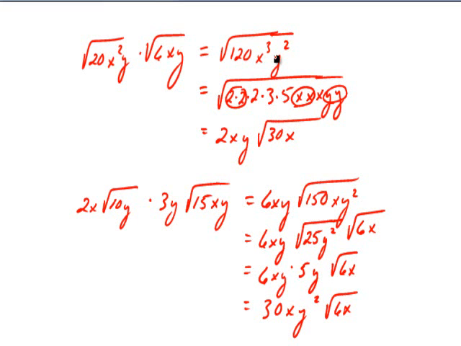So that's how we can handle multiplication. Multiplying values in front of the radicals together, multiplying values inside the radicals together, and then simplifying the radicals.